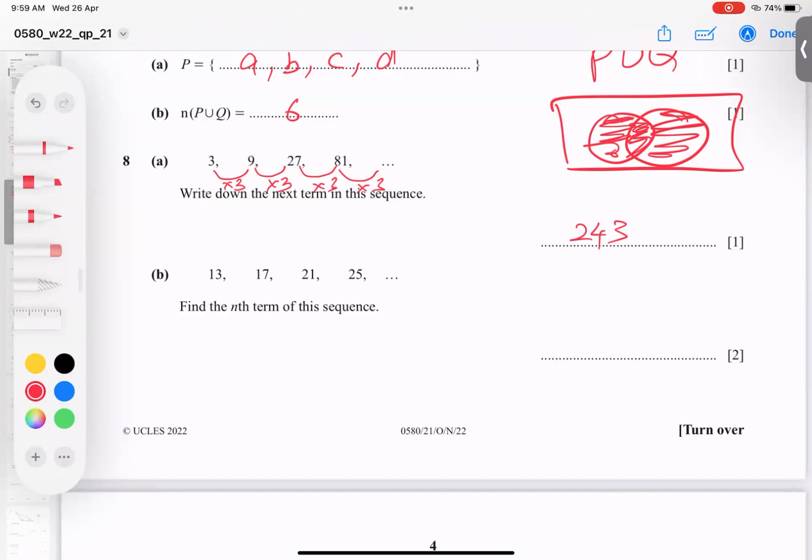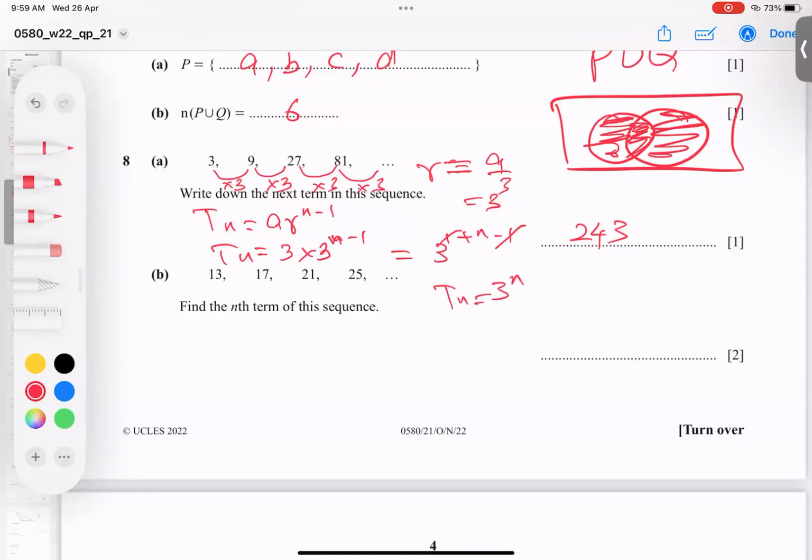Just extra knowledge. If he asks for the nth term, then Tn is equal to a r to the power n minus 1. The a value is 3 because the first term is 3, and the common ratio is also 3. How do we get the common ratio? Because r is the second term divided by the first term. So 9 divided by 3 gives you 3. This 3 will come in the place of r, like this. And then I can use the indices property. What is the power here? 3 to the power 1, and this power n minus 1 adds. The 1 cancels. So 3 to the power n is my nth term.